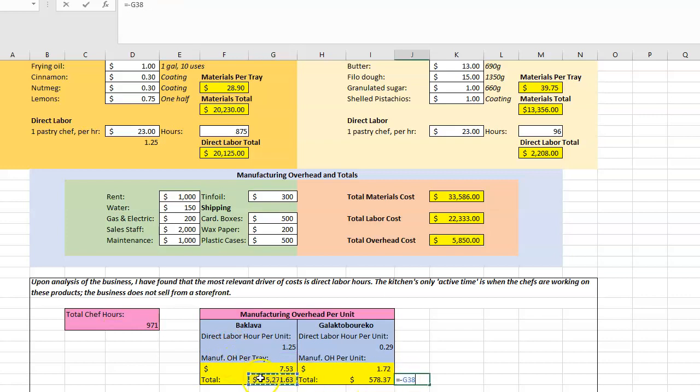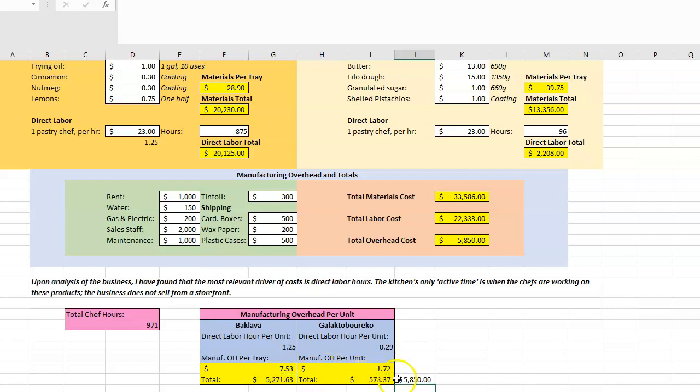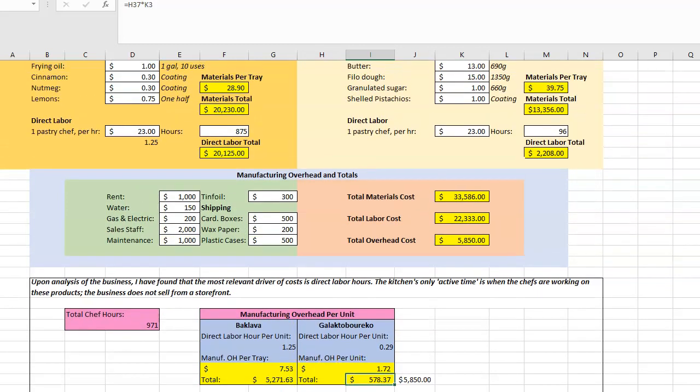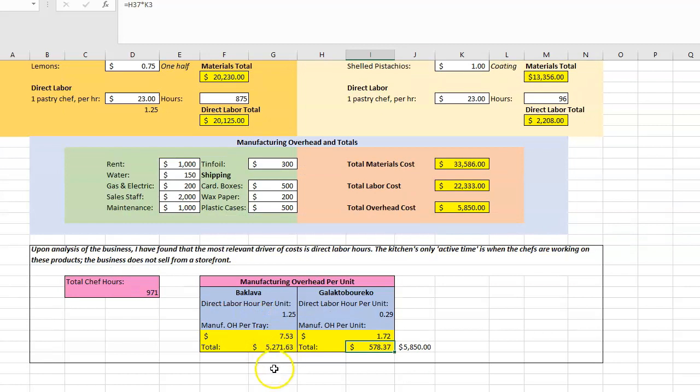Let's see if it's fully allocated. 5850. Good job. Okay. And then your last step would usually be to go ahead and figure out the total manufacturing costs, right? So we have overhead. And now if we go ahead and we break this all out, we could find out what is the total manufacturing cost to produce these trays, right?